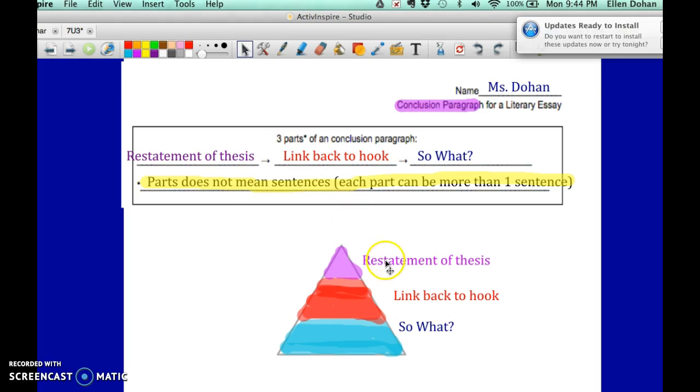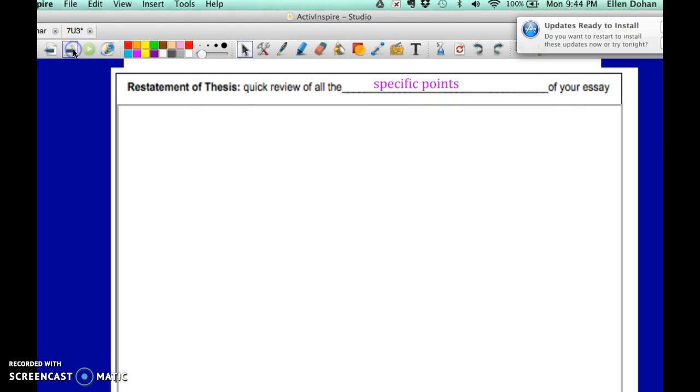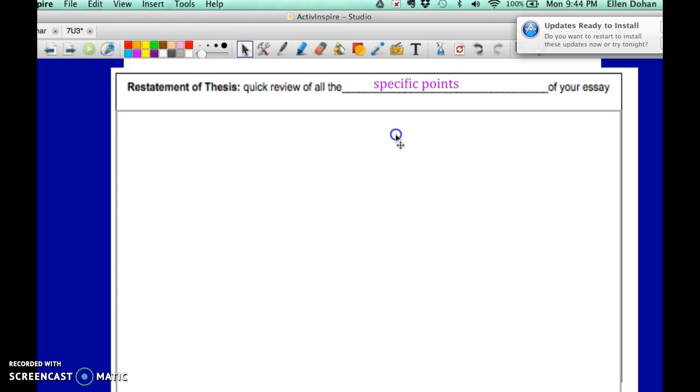Okay, let's talk first about the restatement of the thesis. The restatement of the thesis is not literally restating the thesis. Rather, it's a quick review of all the specific points you brought up in the body of your essay.